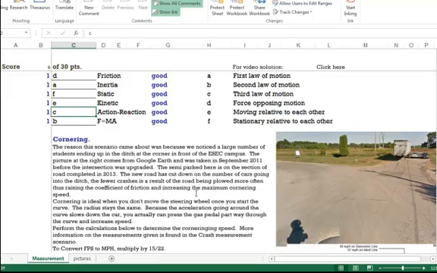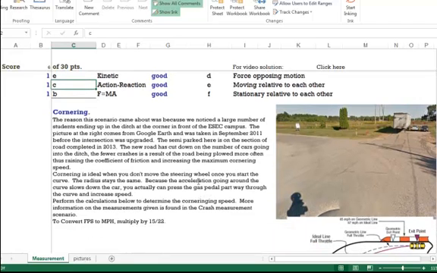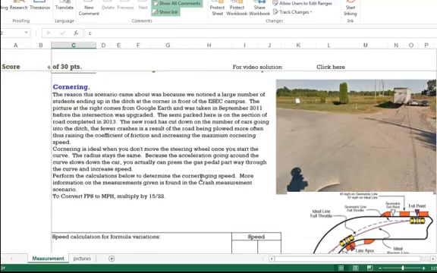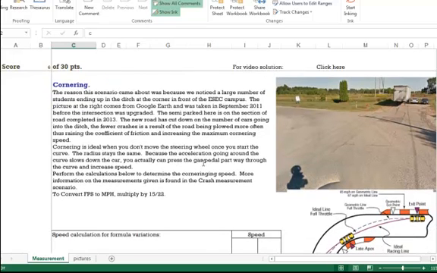For fewer crashes, cornering is ideal when you don't move the steering wheel once you start the curve. In other words, the radius stays the same. Because the acceleration going around the curve slows down the car, you can actually press the gas pedal partway through the curve and increase, or at least maintain, the speed that you had at the beginning of the curve.